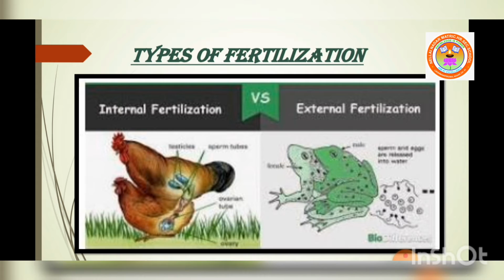Depending upon the place where the fertilization takes place, it is of two types. What are the two types of fertilization? Internal fertilization and external fertilization. From the name itself, we know what is internal fertilization and external fertilization.